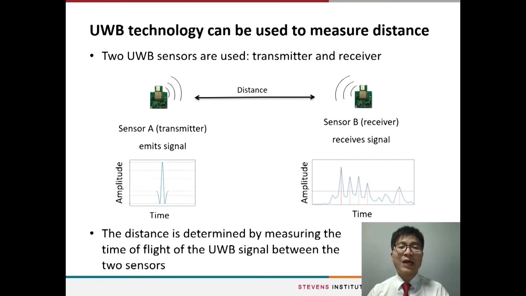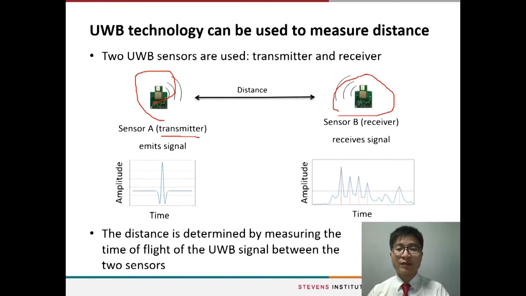Now, let's see how the UWB technology measures distance. Here are two UWB sensors. One serves as a transmitter, and the other one serves as a receiver. And the distance between the two sensors can be measured by analyzing the received signals.